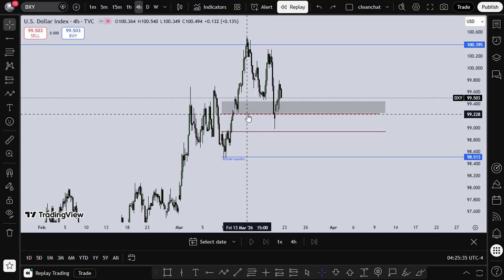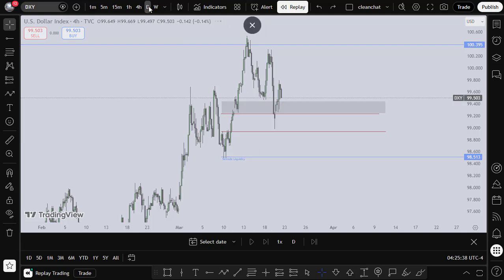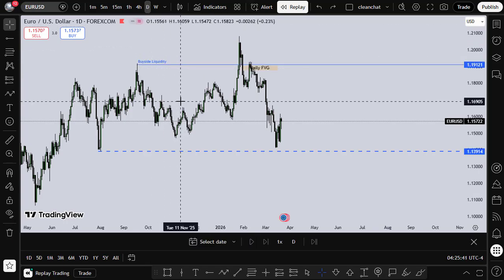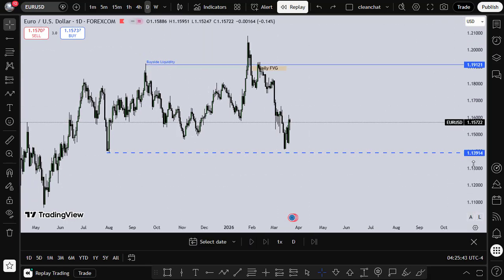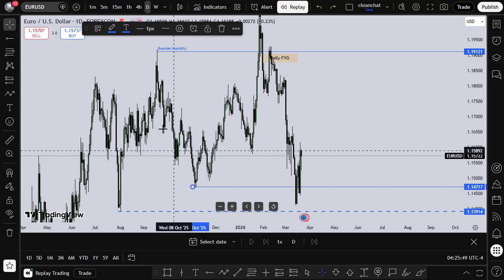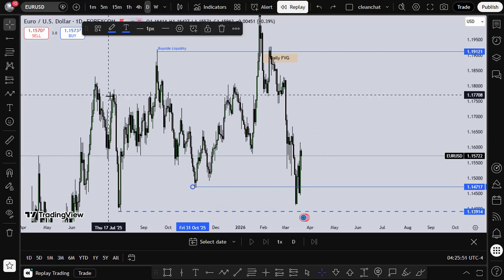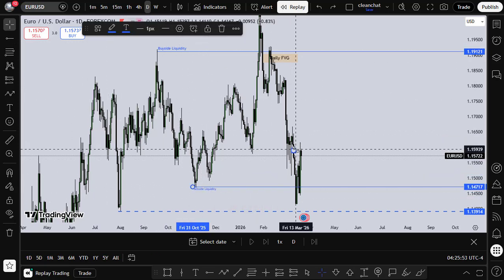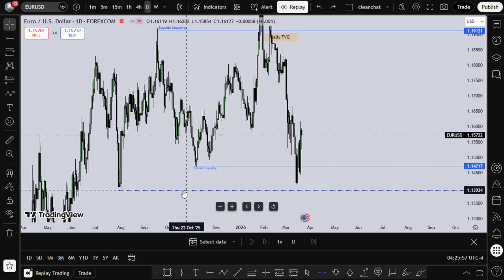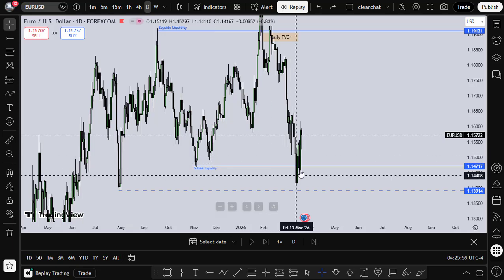All right, so that's all about the DXY. Let's look at the Euro USDT. That's the opposite of the DXY. As you can see, we had a nice price drop down to take out the sell side that is here, the sell side liquidity, right here, and price purged into it. I was anticipating price to push down to this, but as you can see, price couldn't get to it, and then we had this retracement.